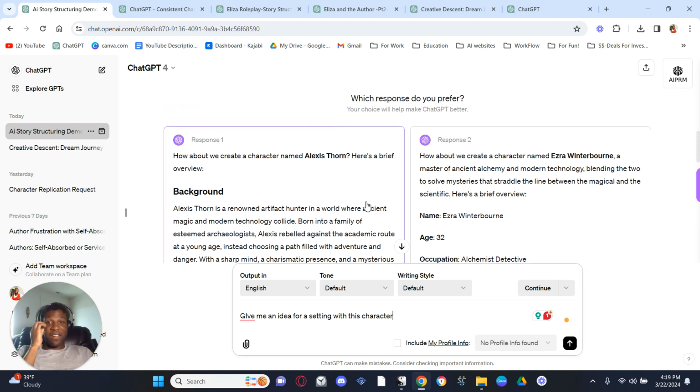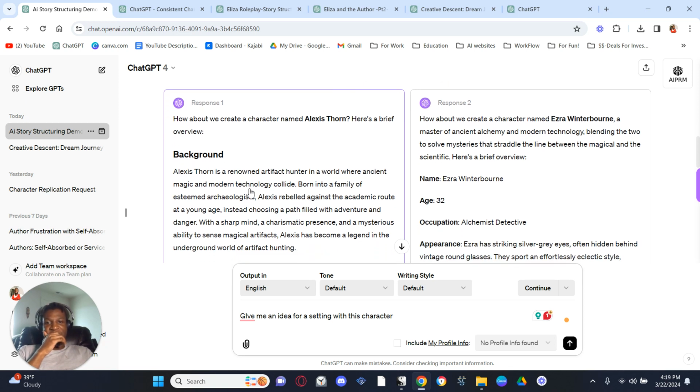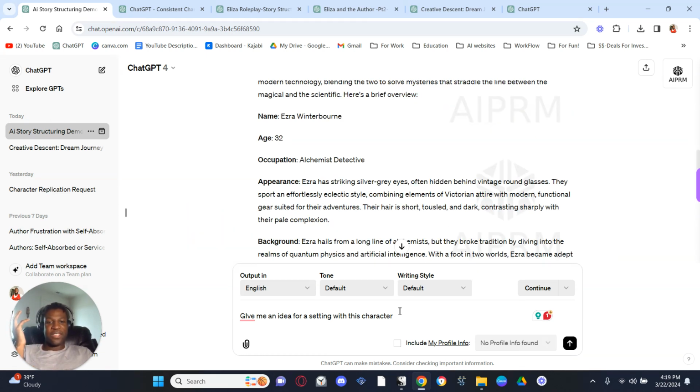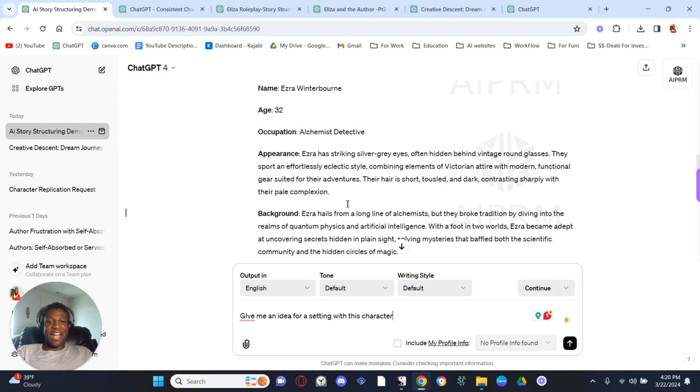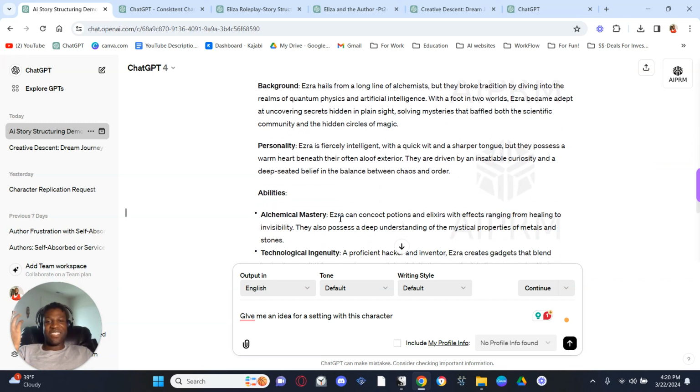So let's pick one of these characters. We have Alexis Thorne, Artifact Hunter, Magic Technology. That sounds interesting. Ezra Winterborn, Alchemy, Modern Technology. Let's pick Ezra. So let's say, give me a main idea for a setting with this character. I don't know anything about Ezra. I just know he's 22. He's an alchemist detective, and he hails from a long line of alchemists, fiercely intelligent. It's doing all the work for me, guys.